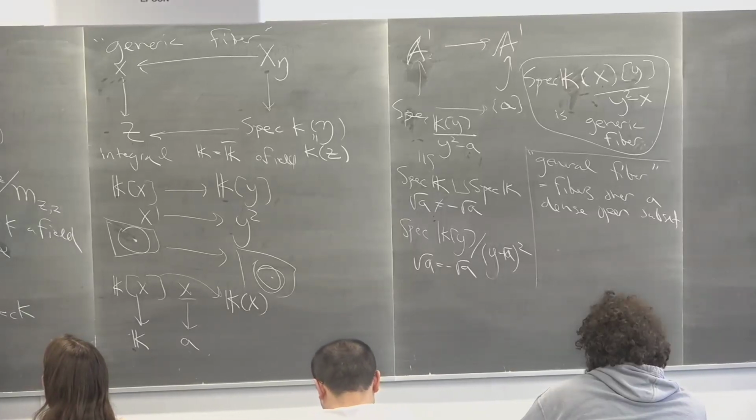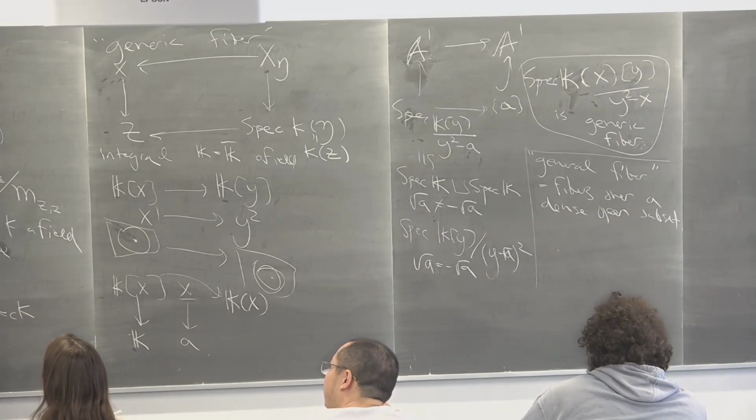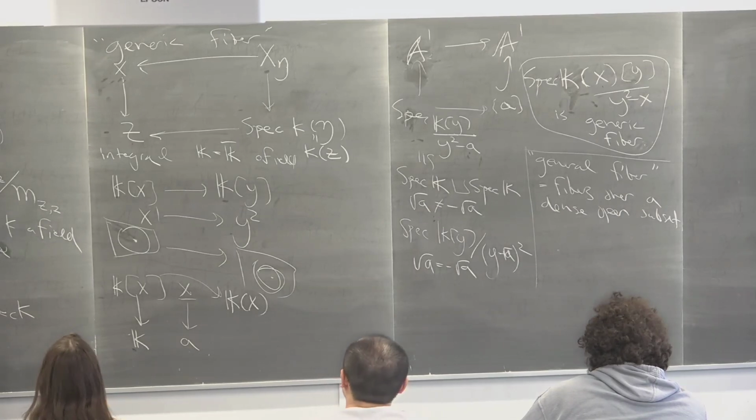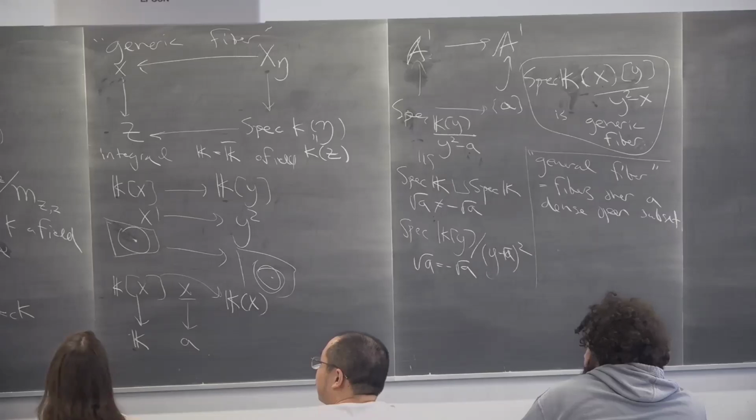The generic fiber is a scheme. The general fiber means that when I say X is true of the general fiber, I mean X is true of the fibers over an open dense subset. Yes, right. The way this is defined, it's obvious.